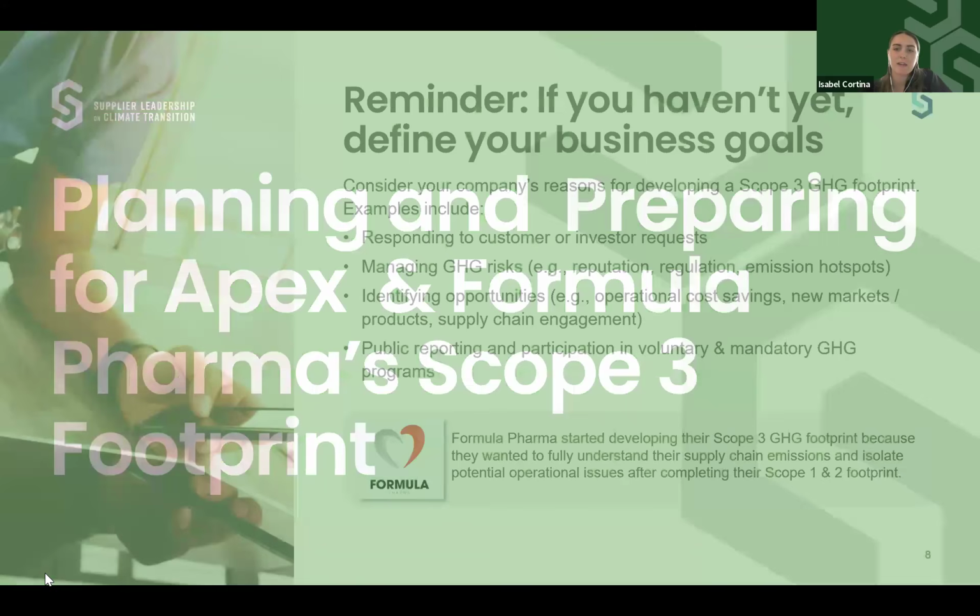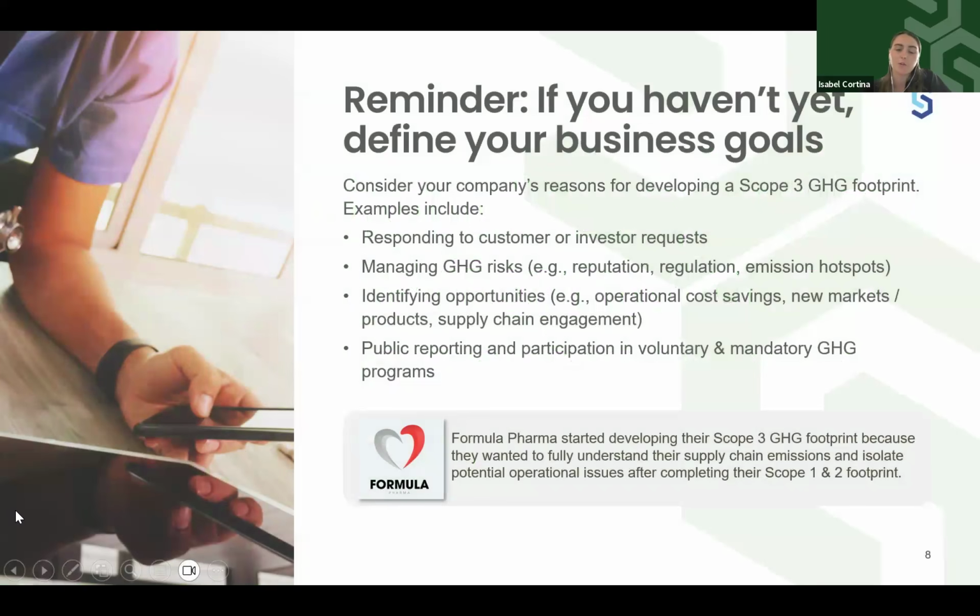So the first step in getting ready for your Scope 3 footprinting process is to define your business goals. You likely developed your business goals when you did your Scope 1 and 2 footprint, but it's important to consider any different or new business goals you may have for Scope 3. This is important for making your case to get the resources needed to develop your footprint and also for identifying how granular your footprint needs to be.